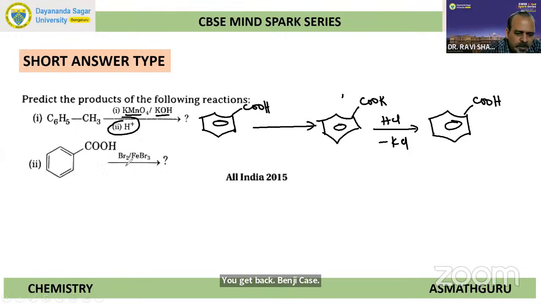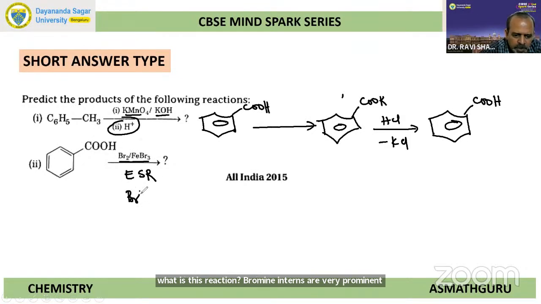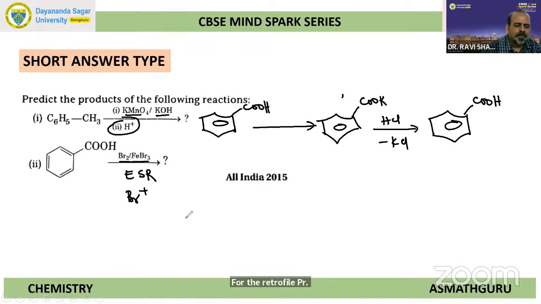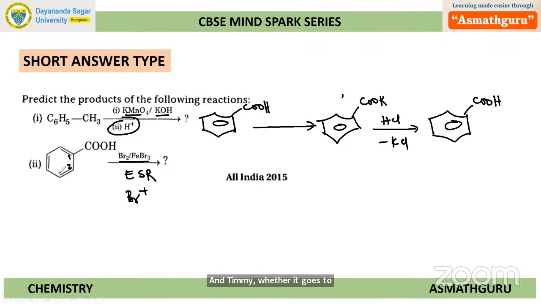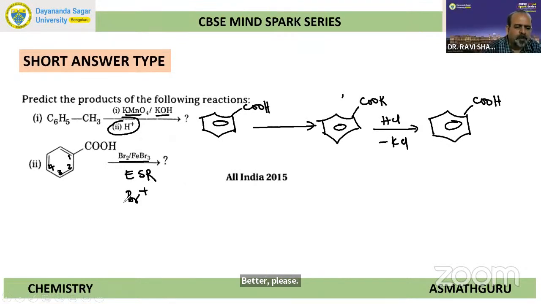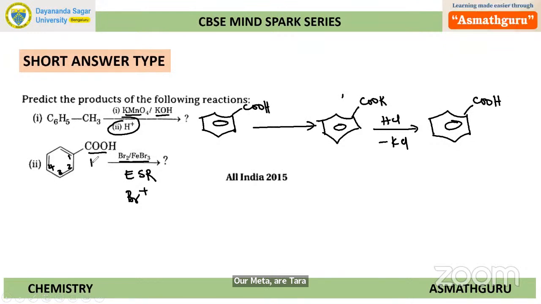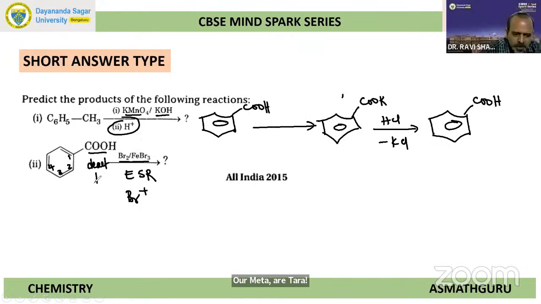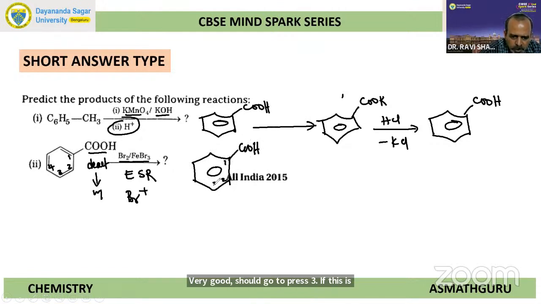And what is this reaction? Bromine in presence of ferric bromide means it is an electrophilic substitution. What is the electrophile? Br plus is the electrophile. And tell me whether it goes to ortho, meta or para. Meta. Why? COOH is there, deactivating. Very good. Deactivating means it is meta. It should go to place 3. If this is 1, place 3. Here Br should come.